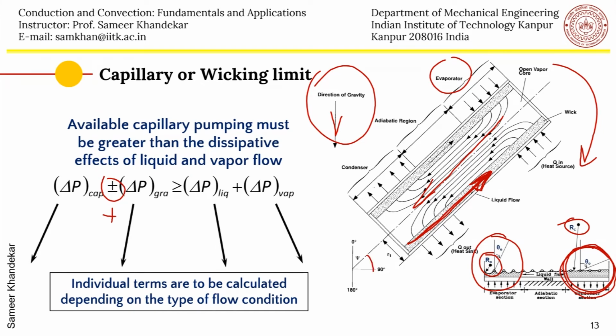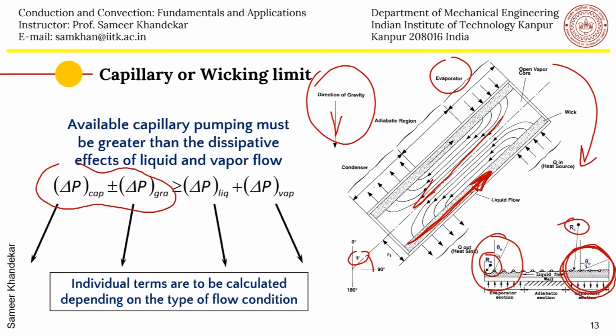So on the left hand side of this equation, which we are writing here, the capillary pressure plus or minus gravity pressure, this is the pump. Okay, this is the plus side of it. That means this is what we know, we have it as the starting point. And what is on the right hand side? On the right hand side is the liquid pressure drop in the porous structure and the vapor pressure drop in the core of the heat pipe, in the central section of the heat pipe.